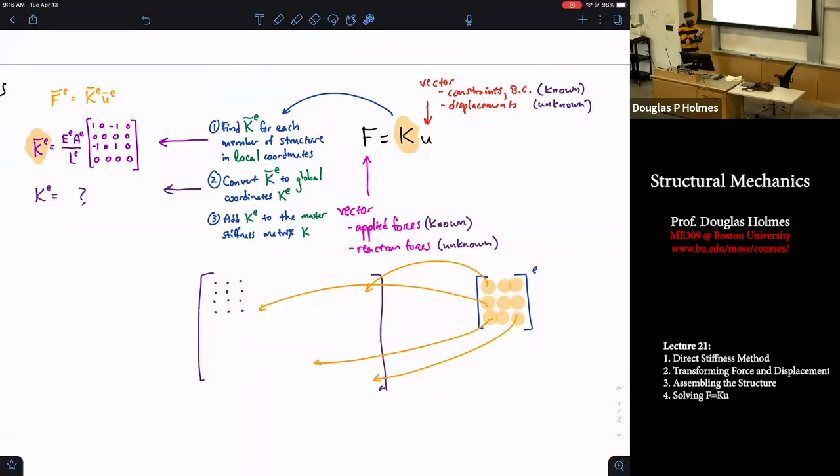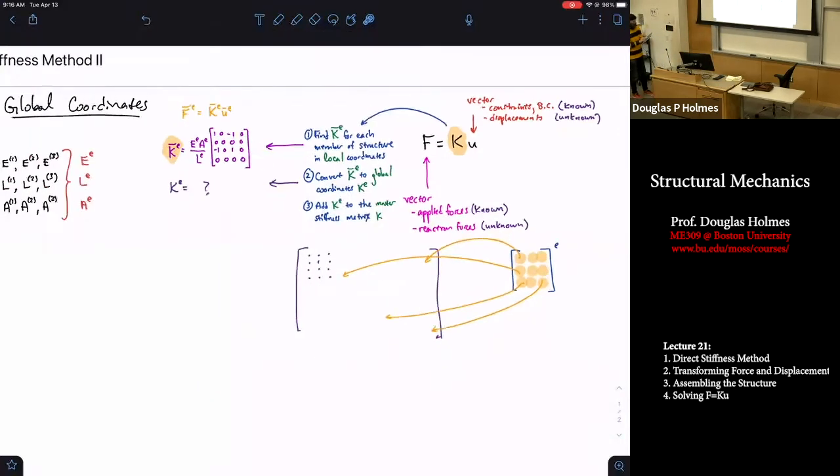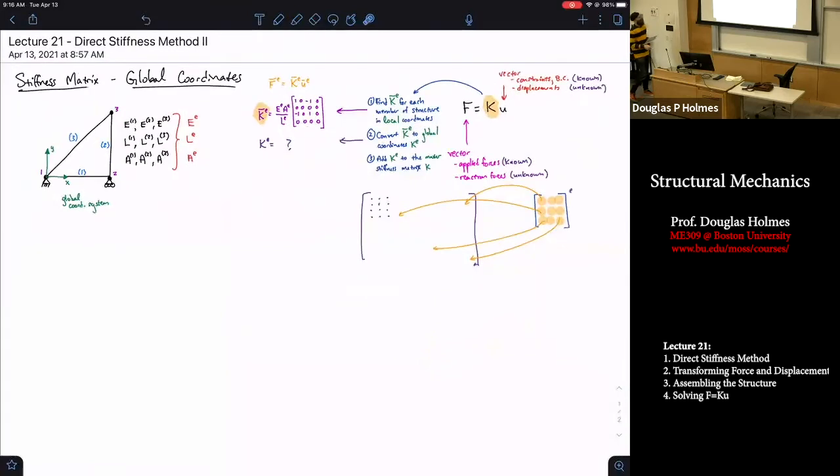Then I can transform my force vectors and transform my displacement vectors into global coordinates. And this just requires us to do some linear algebra. Before I get started on linear algebra, are there questions about what we're doing and why? Conceptual or technical?